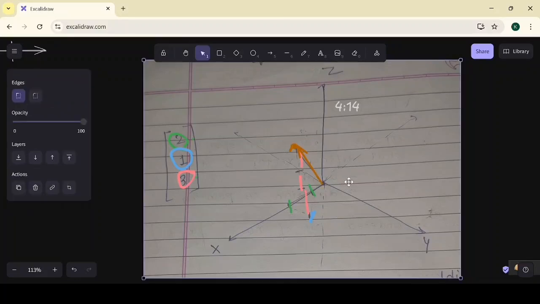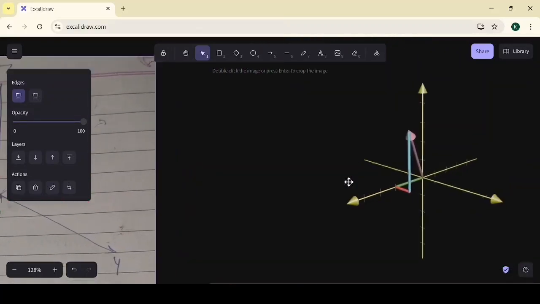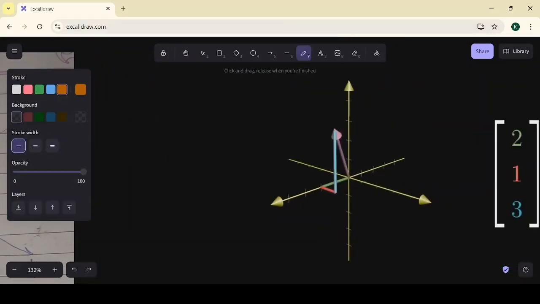So for a better visual understanding of what I just explained, here is the image. This is the x-axis, this is the y-axis, and this is the z-axis. Here, x is 2, so this is the 2, 1 for y, and 3 for z.